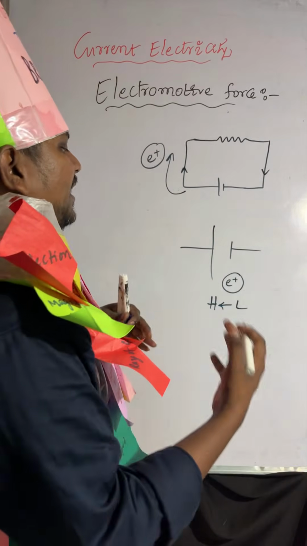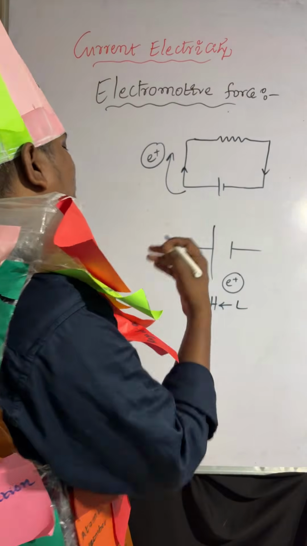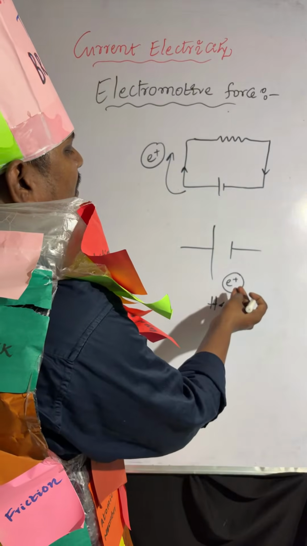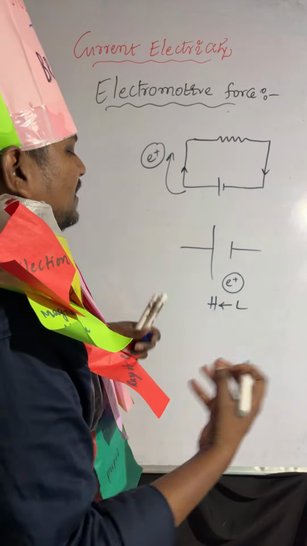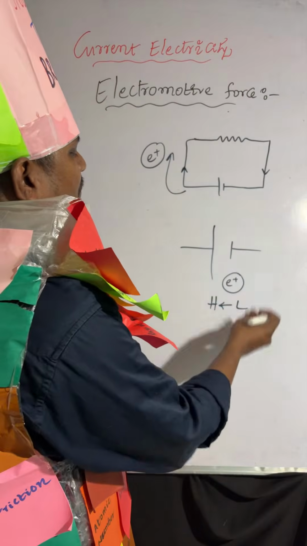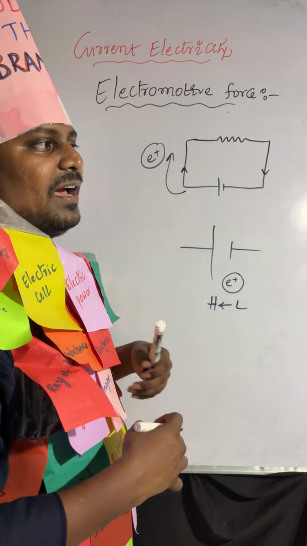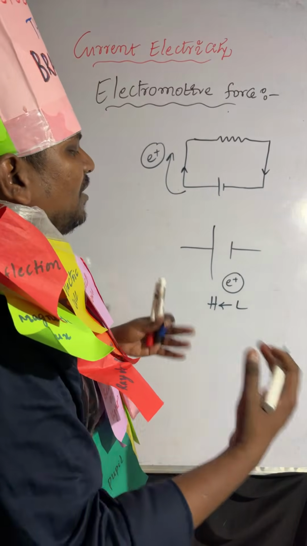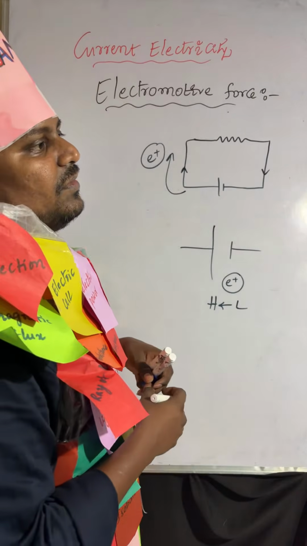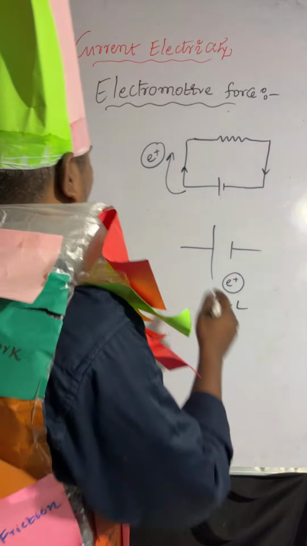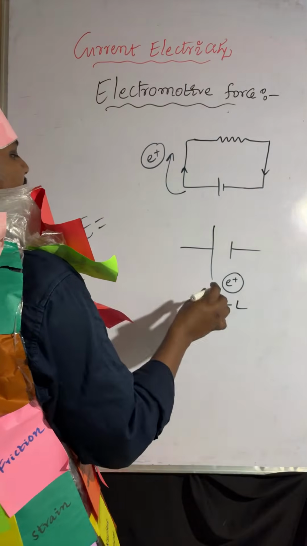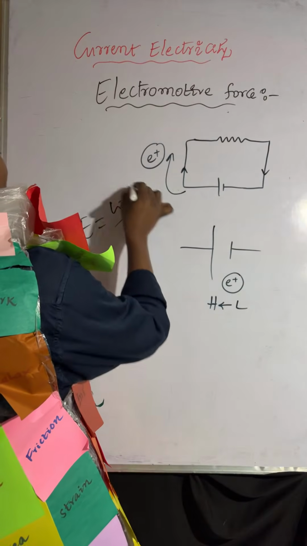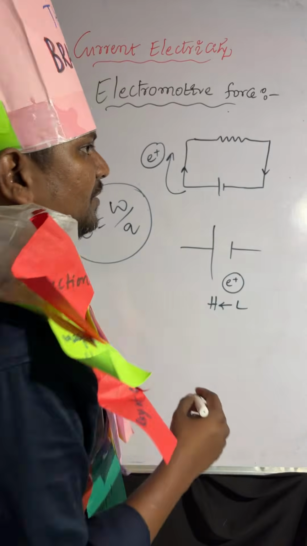The influence that makes the positive charge move from low potential to high potential, or the work done to move positive charge from low potential to high potential, is called EMF, electromotive force. What is that? Electromotive force, EMF: work done by the battery on the charge. So E equal to W by Q.